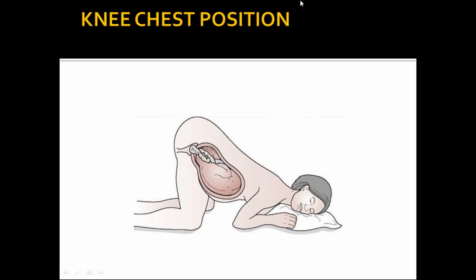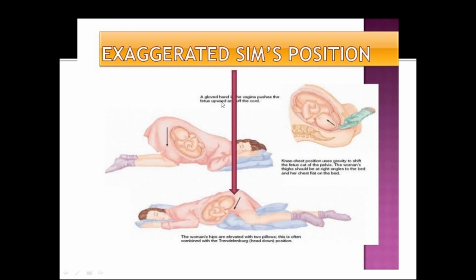See, this is the knee chest position. What has happened? The presenting part, the position has changed. There is a chance of keeping the cord in the vagina. Here is the exaggerated Sims position. Here we are. This is the Trendelenburg position.